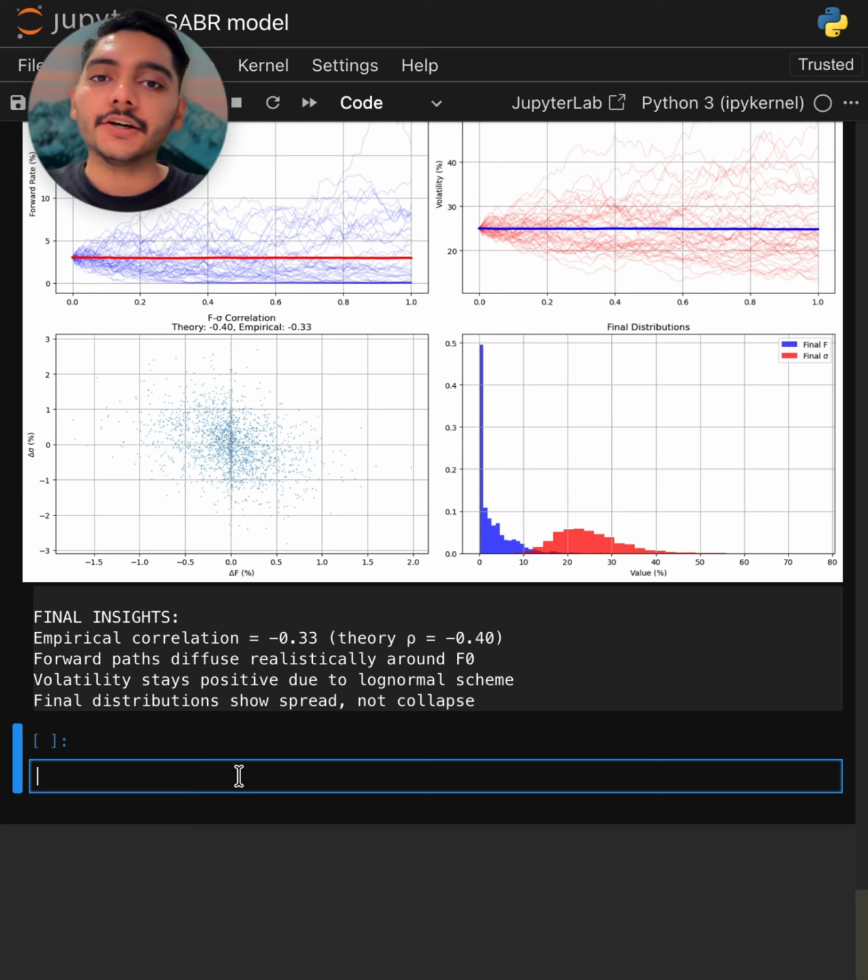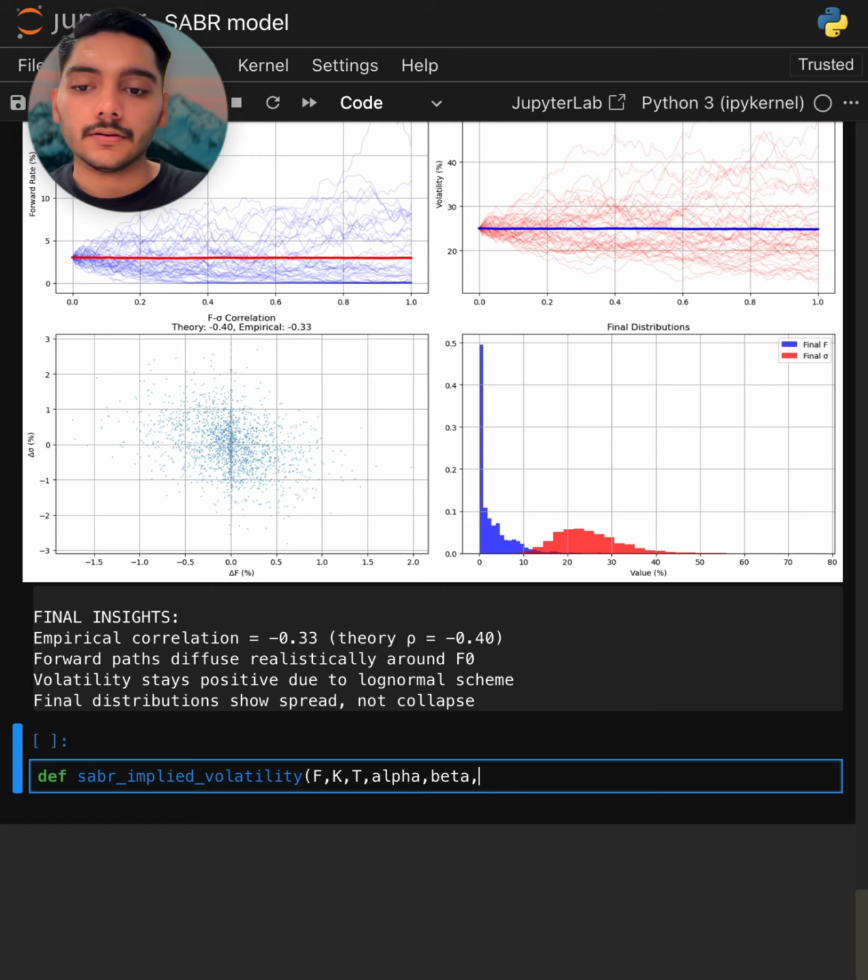So now we're writing the code for section 4, that is the Hagan approximation. Let's go through the mathematical breakthrough of this. So let me define the function: def SABR implied volatility, and the parameters will be f, k, t, alpha, beta, rho, and sigma naught.